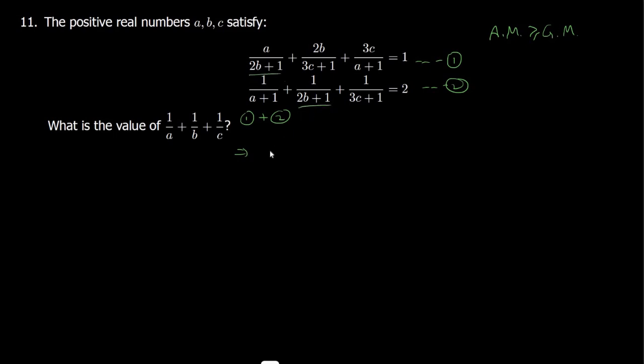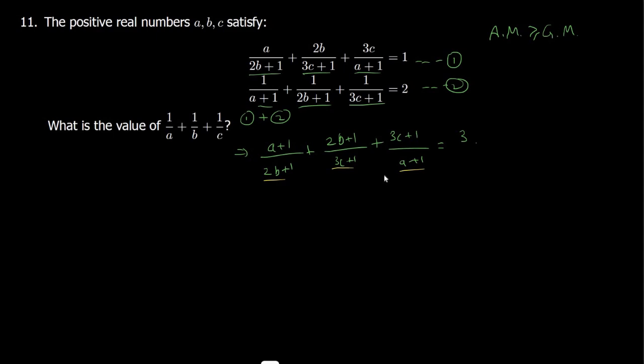So if you look at 2b plus 1, the numerator will become a plus 1. Similarly, if you look at 3c plus 1 denominator, numerator will become 2b plus 1. And similarly, if you look at a plus 1 as denominator, numerator is 3c plus 1. And on the right hand side, you will get a 3. Now let us apply AM-GM inequality on these three quantities.